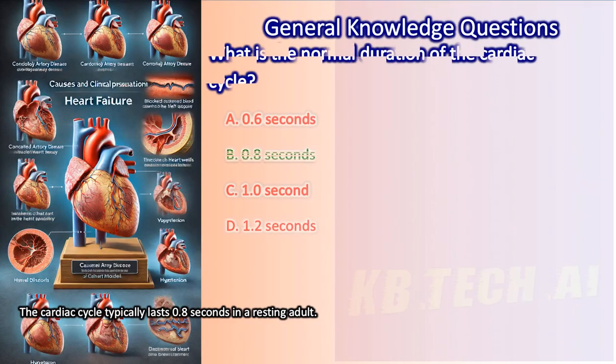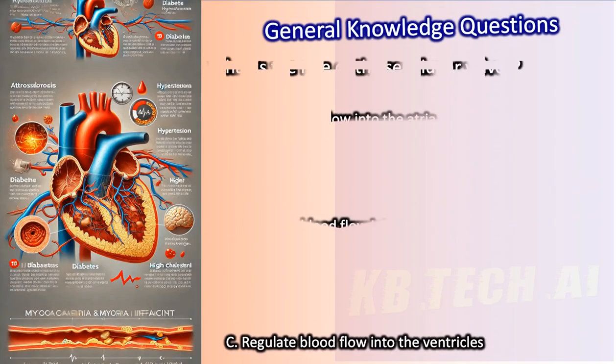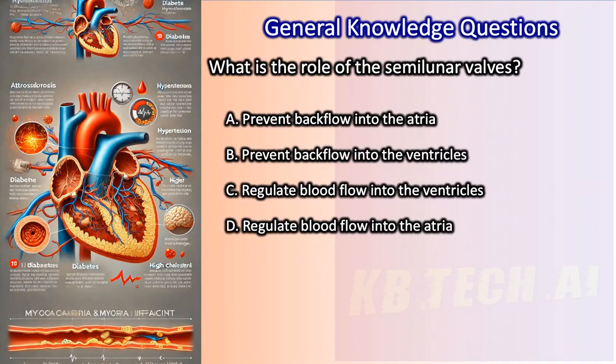The answer is Option 2. 0.8 seconds. What is the role of the semilunar valves? Option 1. Prevent backflow into the atria. Option 2. Prevent backflow into the ventricles. Option 3. Regulate blood flow into the ventricles. Option 4. Regulate blood flow into the atria.